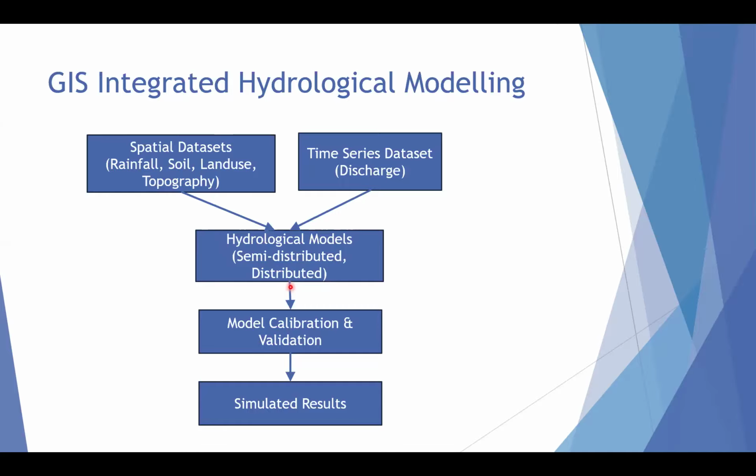Then use that for model calibration and validation, and further you can use it for forecasting or whatever your requirements are, for any type of rainfall forcing. So these discharge data sets may be used for calibrating and validating the models.